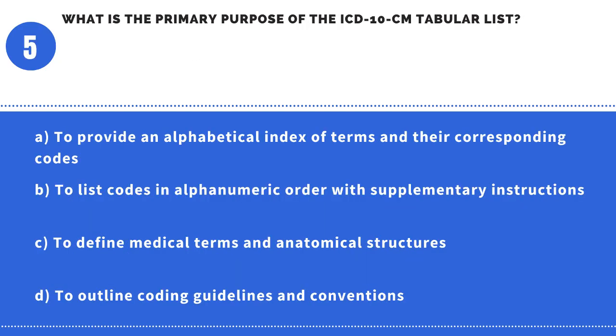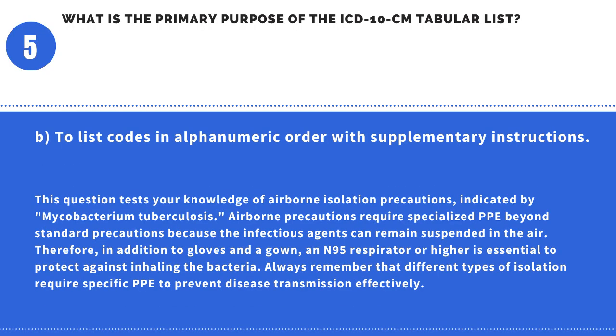Question 5. What is the primary purpose of the ICD-10-CM tabular list? A. To provide an alphabetical index of terms and their corresponding codes. B. To list codes in alphanumeric order with supplementary instructions. C. To define medical terms and anatomical structures. D. To outline coding guidelines and conventions. Answer: B. To list codes in alphanumeric order with supplementary instructions.